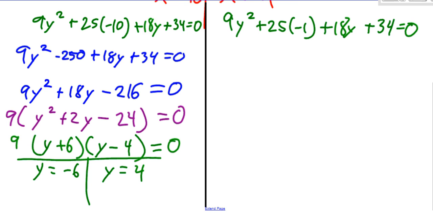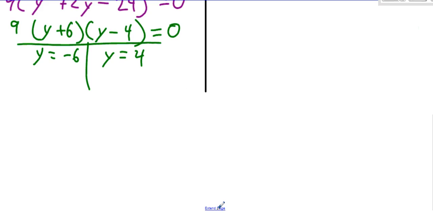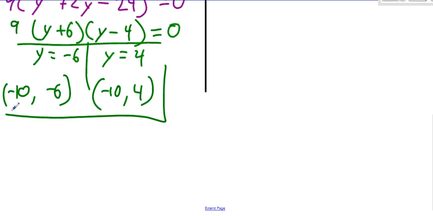So those y values go with the x value of negative 10. So we got the points negative 10 comma negative 6 and negative 10 comma 4. 2 points. That's half.